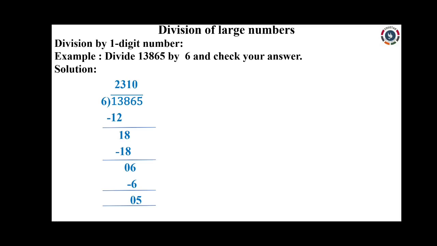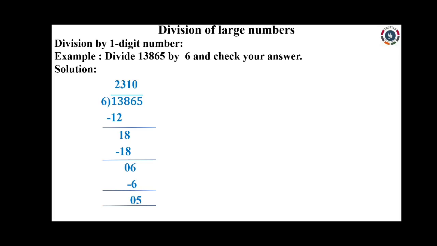Bring down 8. 18. In 18, how many 6s are there? 3 6s are there. 3 6s are 18. Write 3 in the quotient. Write 18 down of 18. 18 minus 18 is equal to 0. Now bring down 6. In 6, how many 6s are there? 1. 1 6 is 6. Write 1 in the quotient. Write 6 down of 6. 6 minus 6 is equal to 0.